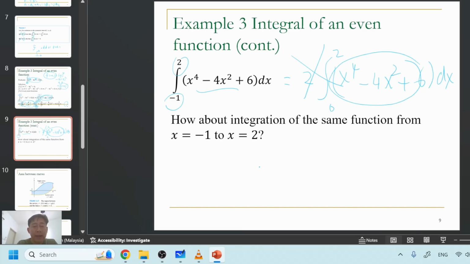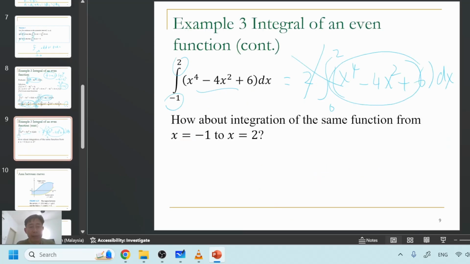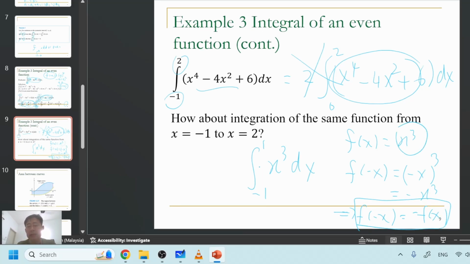Now let us try to look at an example of integrating an odd function. Let us look at a simple example of, say, x power 3. Now, x power 3 is an odd function, and let's just try to integrate this function from minus 1 to 1. Here, f of x is x power 3, and if you evaluate f at minus x, then you get minus x raised to the power of 3, then you get minus x cubed. You come to the conclusion that f of minus x is equal to negative of f of x. Therefore, the function x power 3 is an odd function.